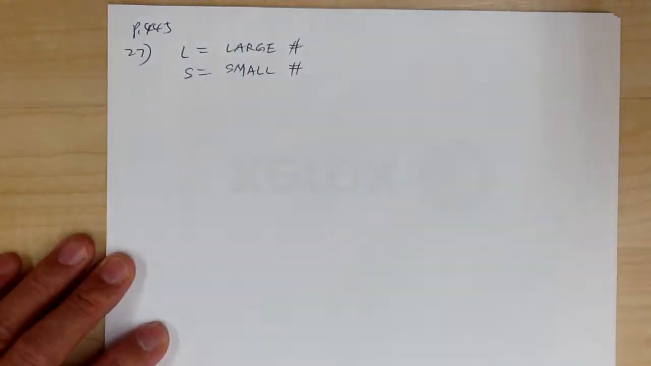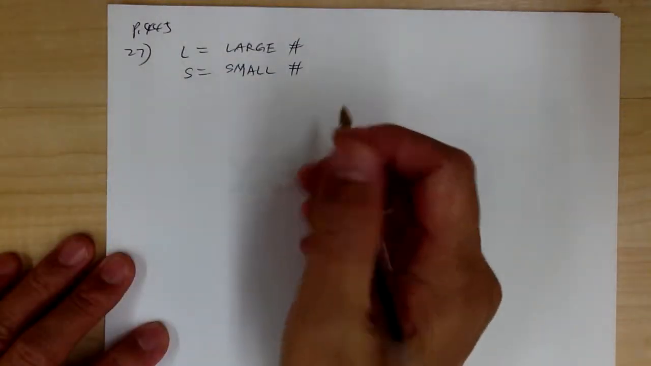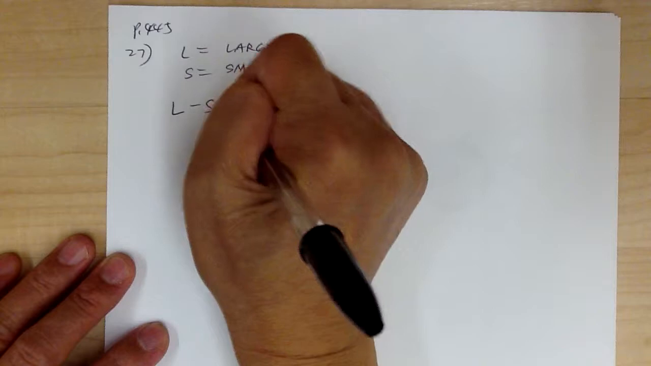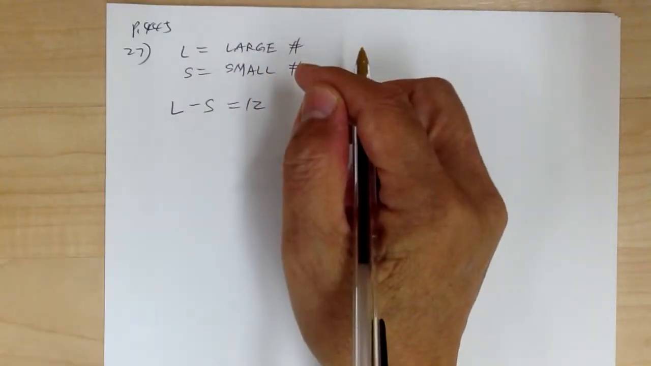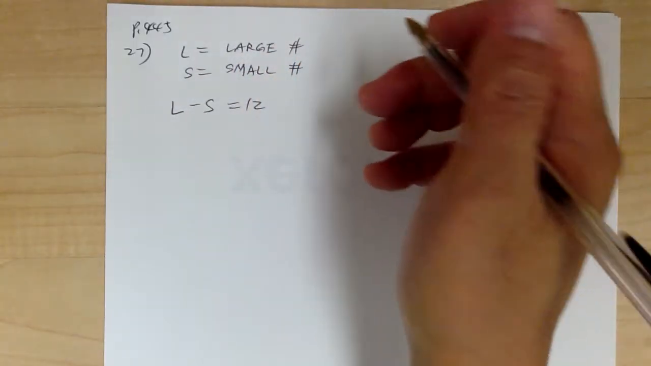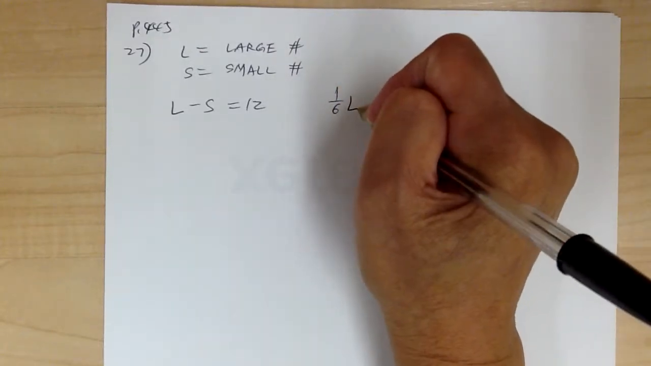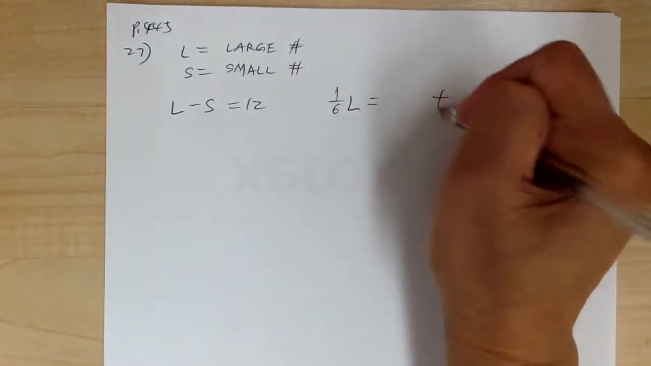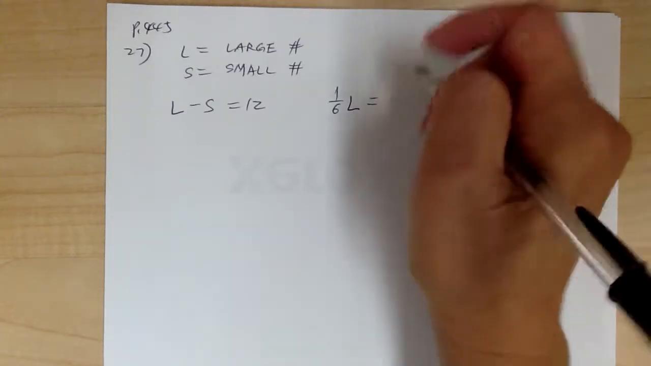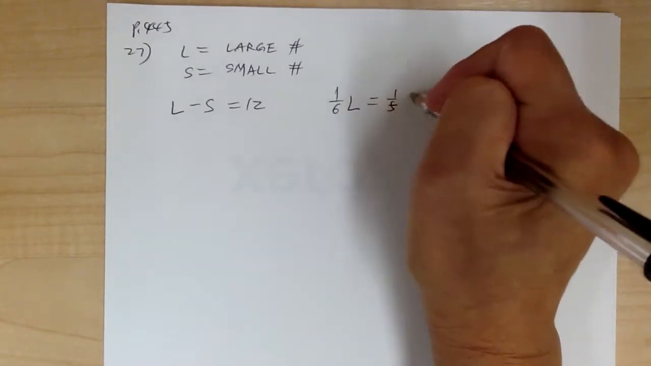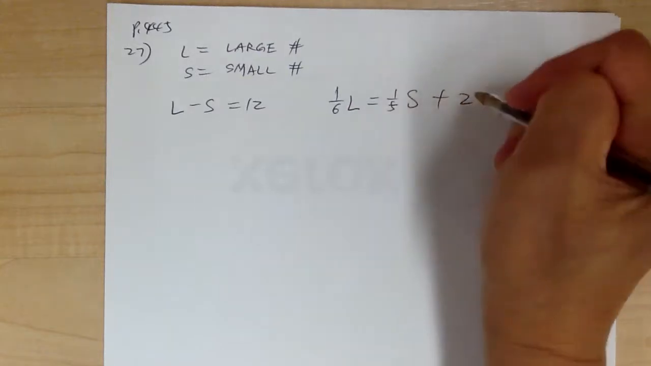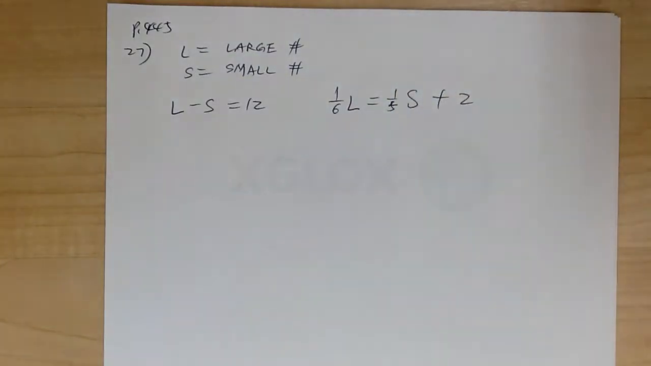Now it says the two numbers differ by 12, right? That means the large minus small equal to 12, the difference equal to 12. And it says 1/6 of the large exceeds, which means equal to something plus something, 1/5 of the small by 2. Okay, so that's your equation.